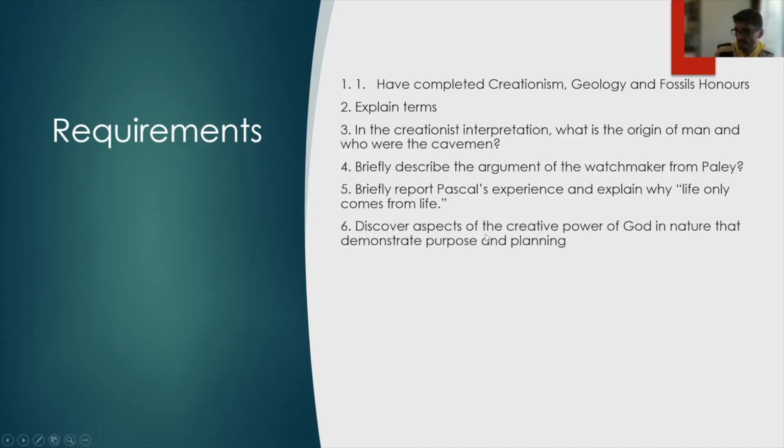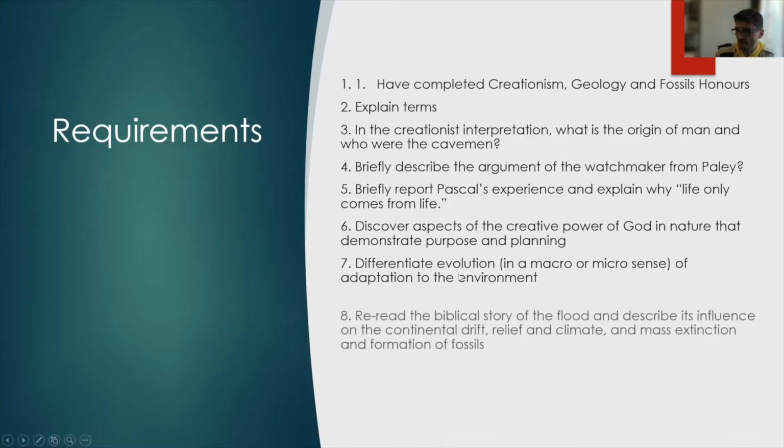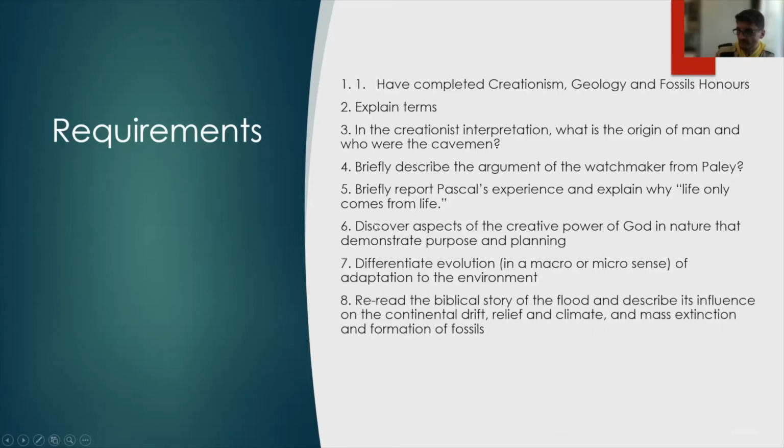We need to discover aspects of the creative power of God in nature that demonstrate purpose and planning. We need to see the difference between evolution and adaptation. They are two different terms, but unfortunately, so many times there is a confusion between the two.